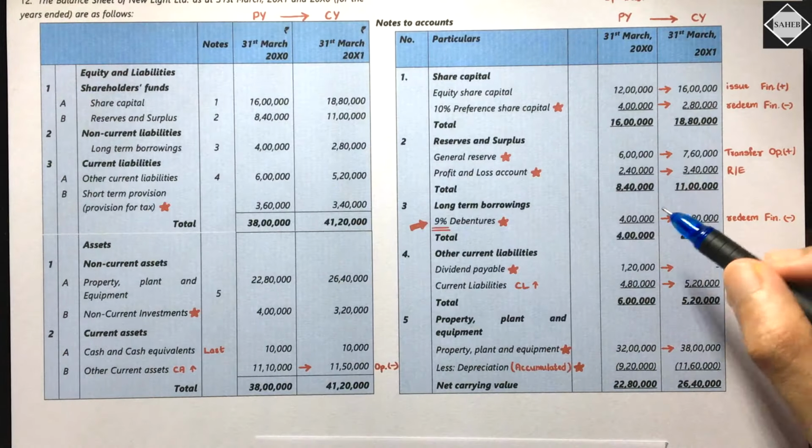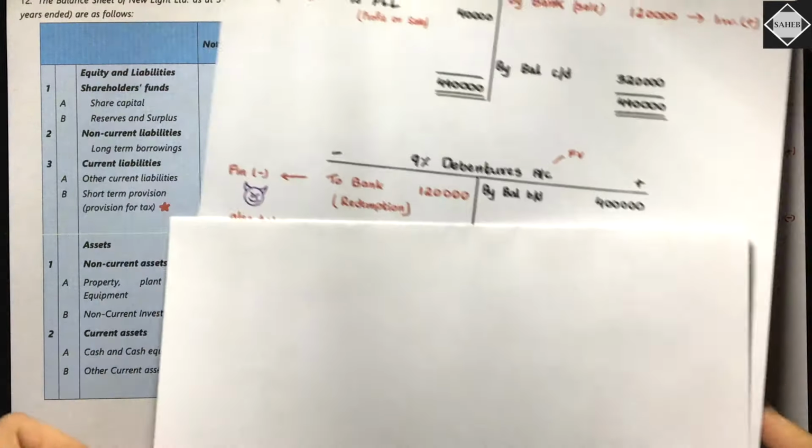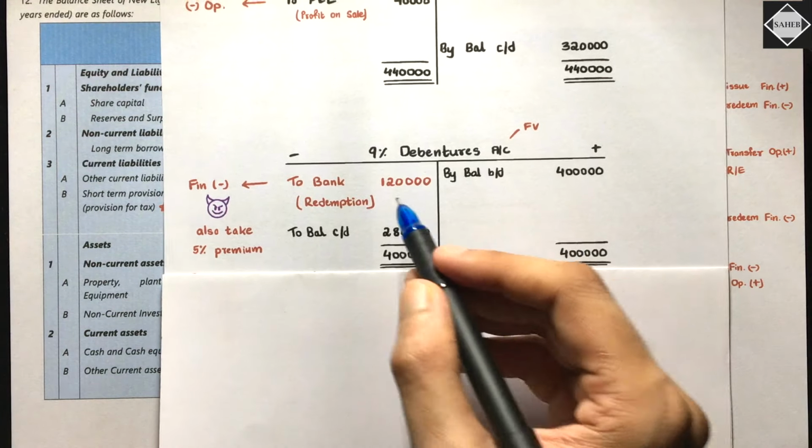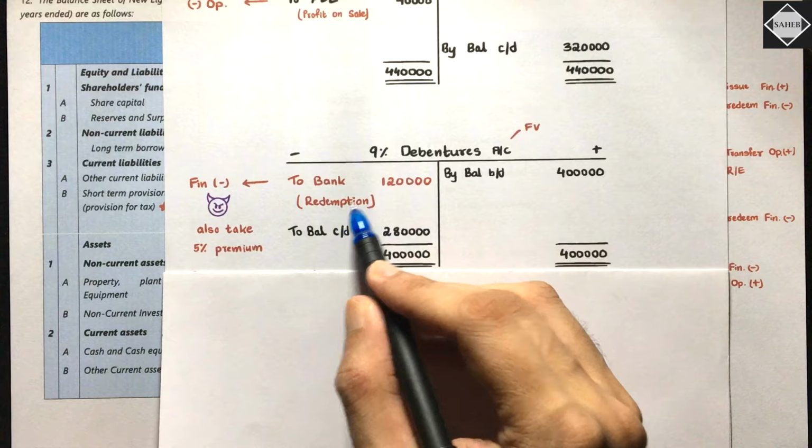See here, 9% debentures account. Opening balance is how much? Opening balance is 4 lakh, closing balance is 2 lakh 80. 4 lakh and 2 lakh 80. Yes. So decrease of how much? Decrease of 1 lakh 20. That's the balancing figure. That's the redemption that has happened.